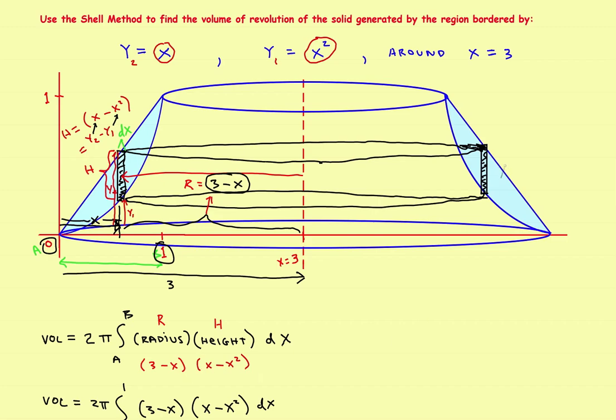But remember, draw a picture of it and draw one shell. Just roughly sketch one shell in there, and from that shell you can use your picture to change the radius and height into some function of x. So there's a couple of examples showing you revolution around an axis other than just the x-axis or the y-axis.